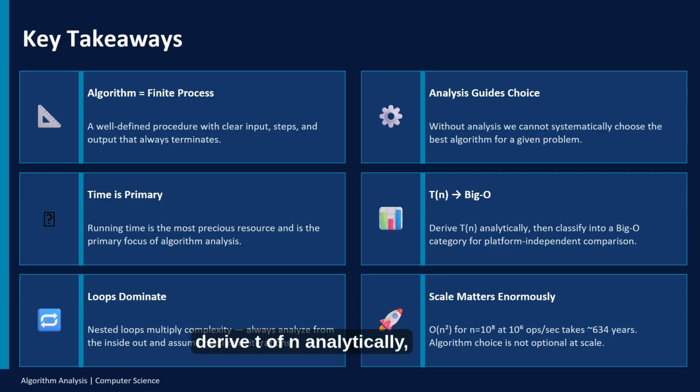Fourth, derive T(n) analytically, then classify it into a big O category for platform-independent comparison. Fifth, loops dominate complexity. Nested loops multiply, not add, complexity levels, so always analyze from the inside out. And sixth, scale matters enormously. What looks fast at n equals 10 may be completely infeasible at n equals 10 to the 8. Algorithm selection is a critical engineering decision.